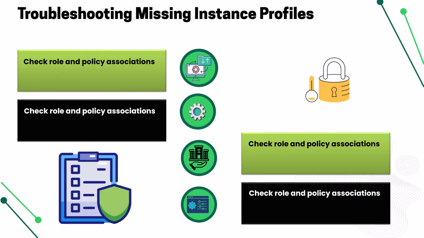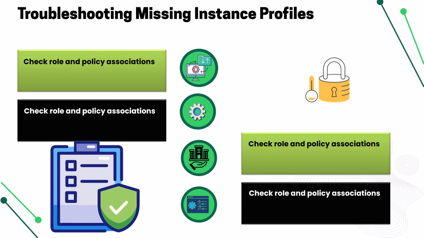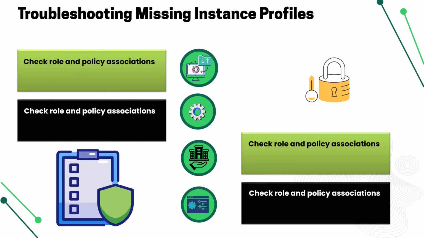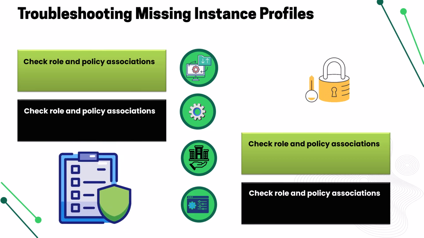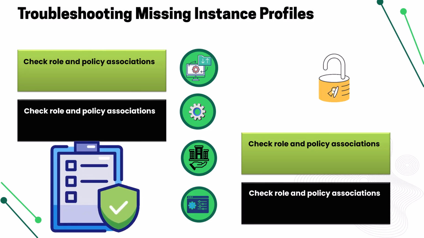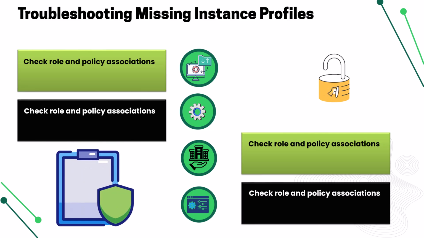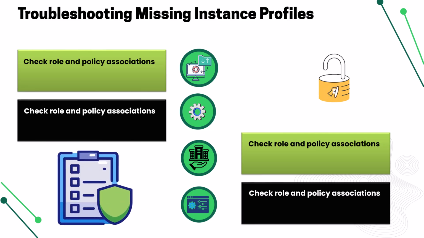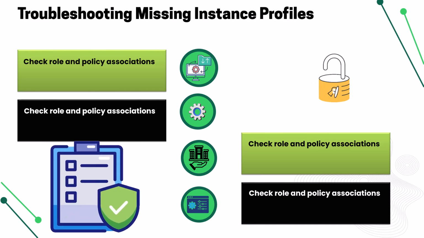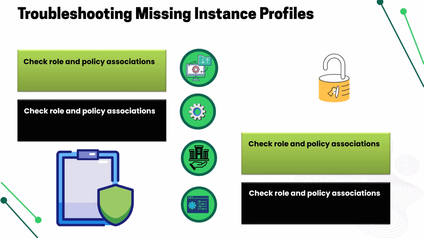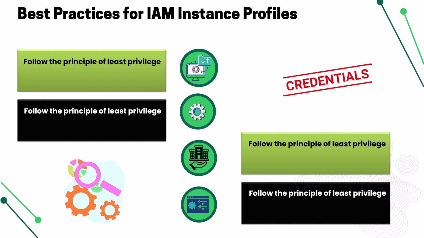Missing instance profiles sounds like a mystery waiting to be solved. We start by checking role and policy associations, then dig deeper into AWS account settings. If misconfigurations are the culprit, a few tweaks should set things right, and worst case, we recreate the profile. Best practices exist for a reason, to keep us out of trouble.